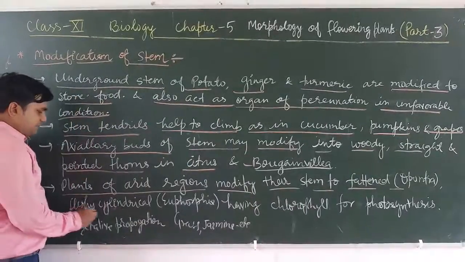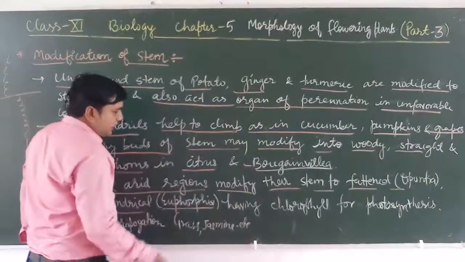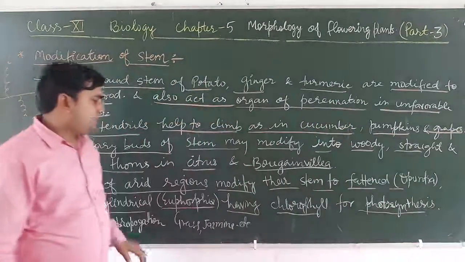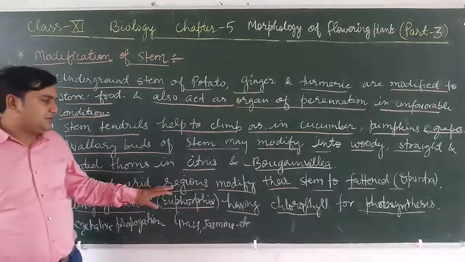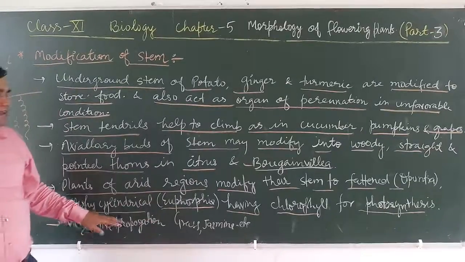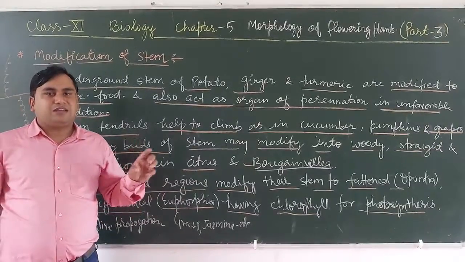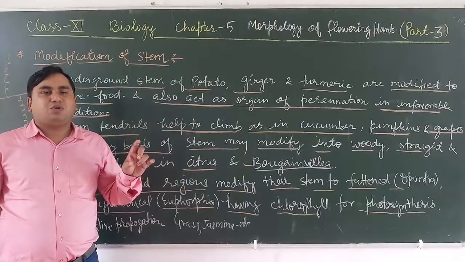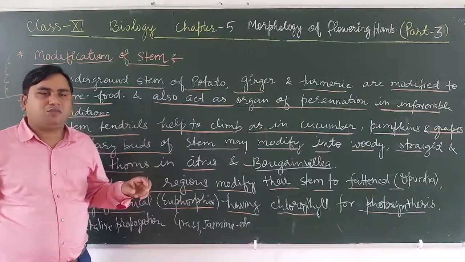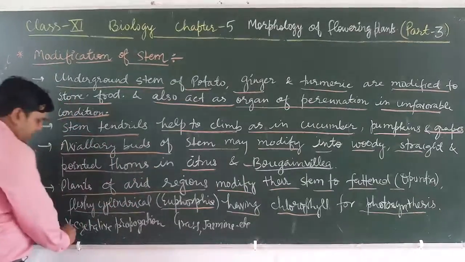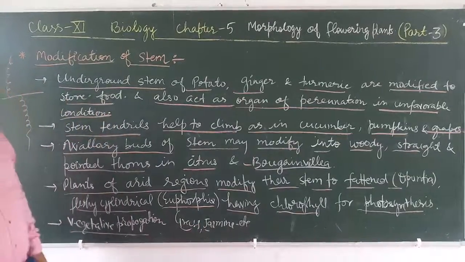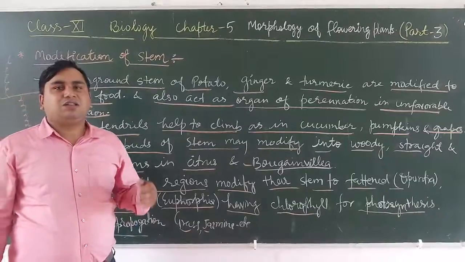Plants of the arid region modify their stem to flattened, as in Opuntia, and fleshy cylindrical, as in Euphorbia, having chlorophyll that helps in the process of photosynthesis, making food in the presence of sunlight. Vegetative propagation in grass, jasmine, etc. is also shown by modified stems, and they give rise to new young ones.